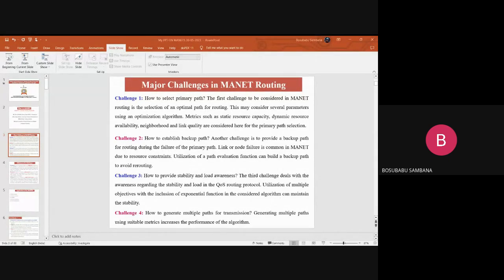Next, what are the major challenges in MANET routing, and what are the contributions of the solutions to the challenges? The first is how to select a primary path. The first contribution is based on establishment of the backup routing protocol, BRE QRP, in two phases. The first phase involves primary path selection using a genetic algorithm with its fitness parameters.